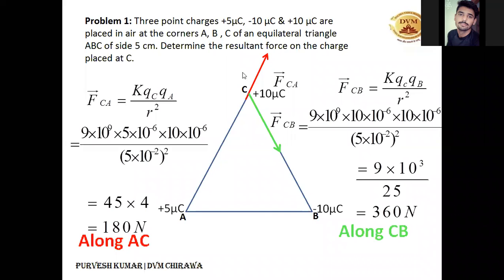Now we are having two forces, or two vectors. One is FCA, the other one is FCB. And we need to find the resultant of these two vectors. That will be the net force on the charge placed at C. So that resultant can be calculated with the help of the parallelogram law of vector addition. All right, that we have just discussed.